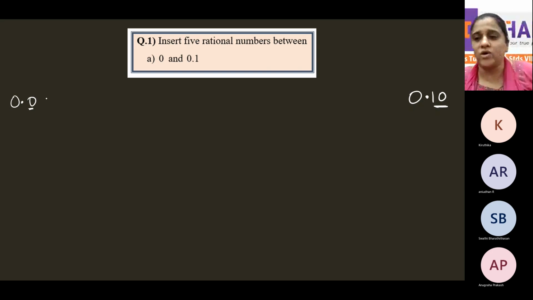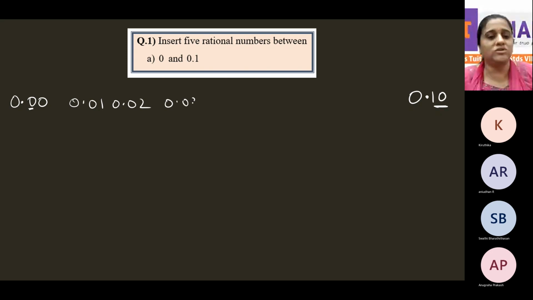0.0. So you have 2 digits here, no? So 0.00, 0.01, 0.02, 0.03. Try to have the same number of digits after the decimal point. So after the decimal point, 2 digits, 0, 0. After the decimal point, 2 digits, 1, 0. Now start writing from there.